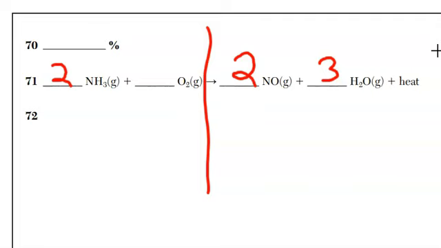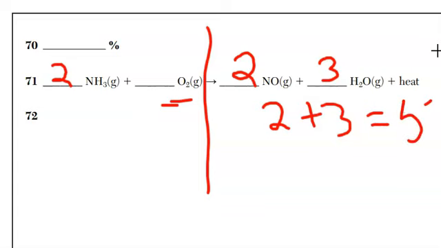Oxygen's a diatomic. On the left, you see that it's 2 oxygens, and on the right, I have 2 times 1, which is 2 from the NO, and I have 3 times 1, which is 3 from the H2O, and 2 plus 3 equals 5. So I have 5 oxygens on the right. In order to balance this equation, and since this is a diatomic, 2.5 will do it.